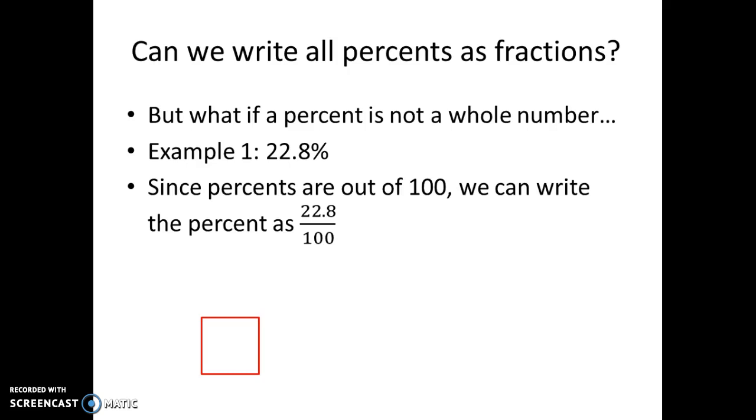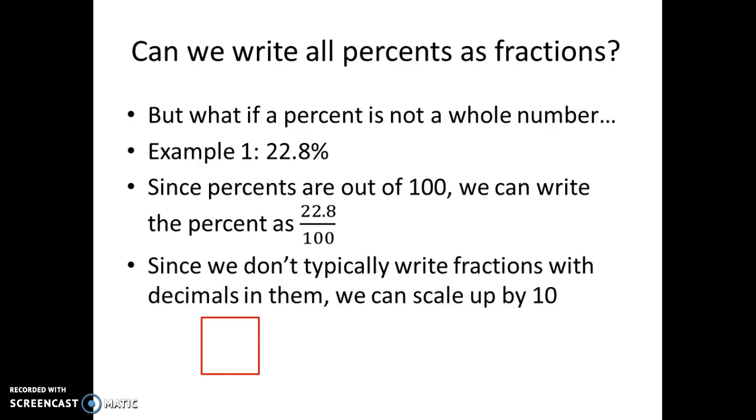But since we don't write fractions with decimals, we want to get rid of the decimal. So what we can do is we can scale up by 10 to have a new denominator of 1,000. So 22.8 hundredths is equal to 228 thousandths. We could then simplify from there by scaling down by 2 or something else, but if it doesn't say to simplify, we don't have to. So 22.8% is equal to 228 thousandths.